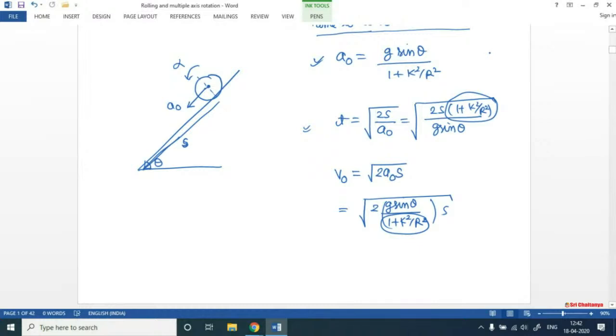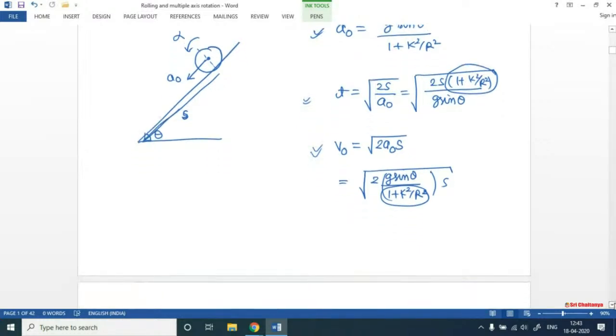And less acceleration means greater time. You can see that t is directly proportional to root under 1 plus k square by r square. So the greater this value, the more time it will take for this body to roll down the incline, and it will have a smaller linear velocity, or velocity of center of mass, as it reaches the bottom of the incline. Greater the value of k square by r square, rolling is a little bit more difficult, we can say, because it has greater moment of inertia.